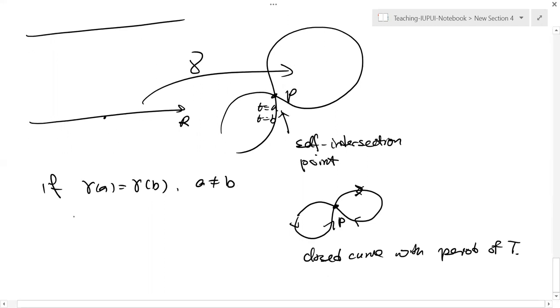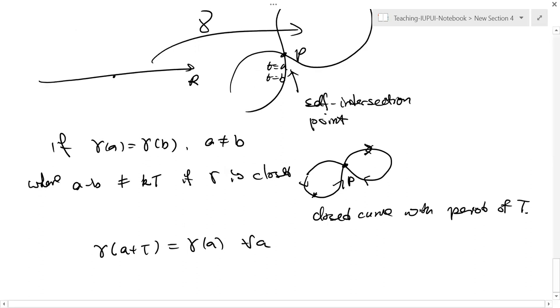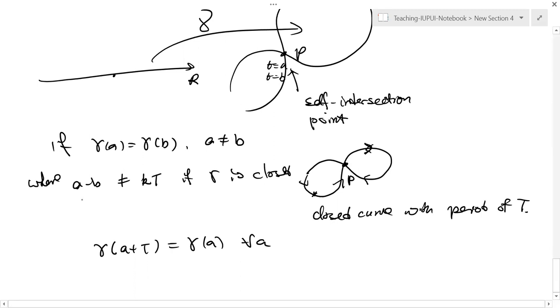So I have to say that a minus b cannot be a multiple of the period. So a minus b cannot be kT if gamma is closed. I really want to talk about the self-intersection point, not the same point coming back. You see, it's a periodic function, so gamma of a plus T equals gamma of a for any a. Then you would say every point on the curve is a self-intersection point. No, right? So we have to exclude that case.